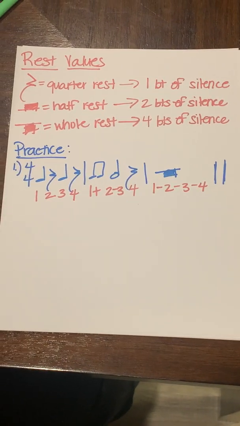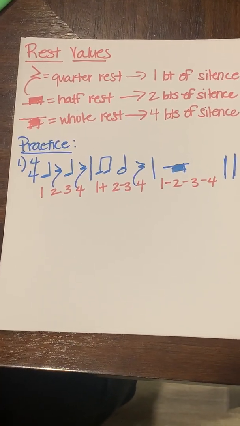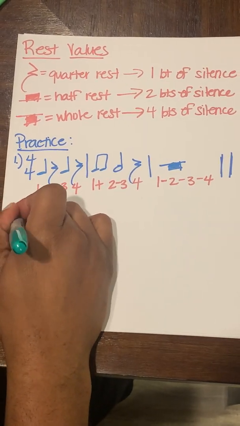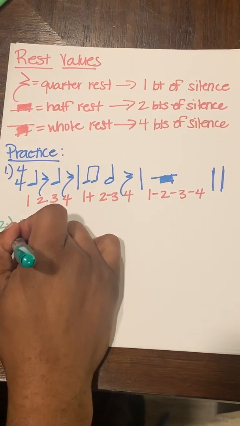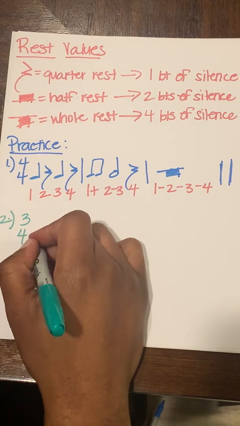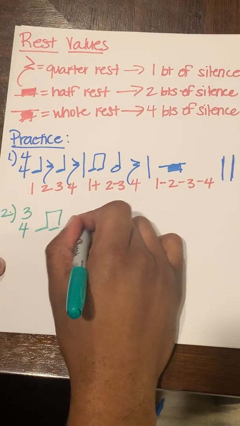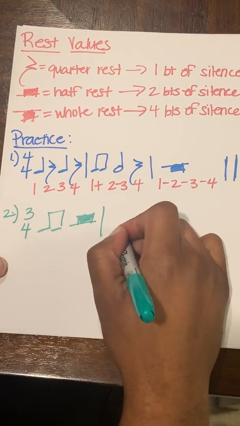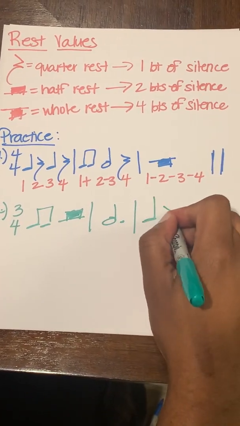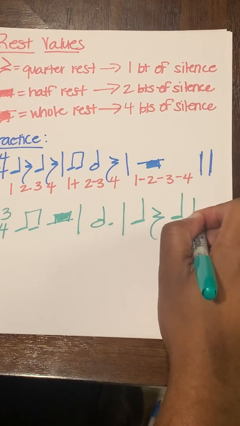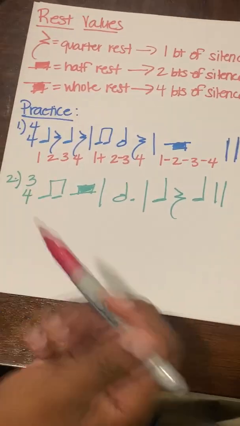Okay. Let's try another one. All right, we're going to be in 3/4 time signature. There are 3 beats in each measure.